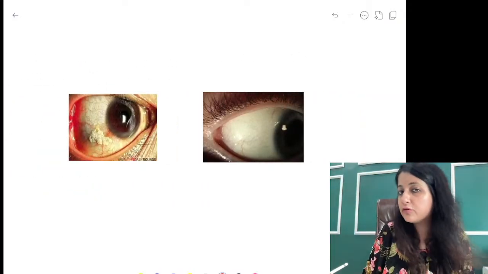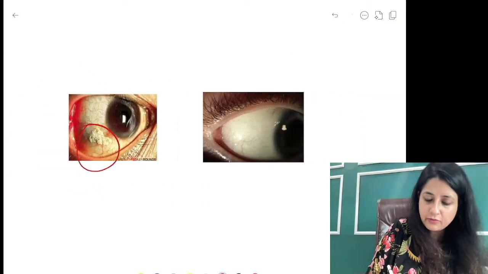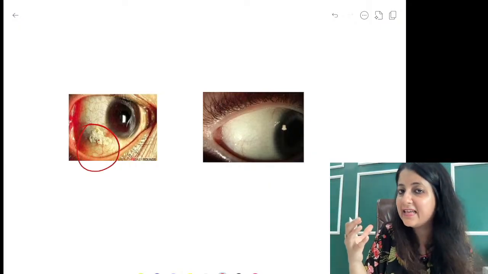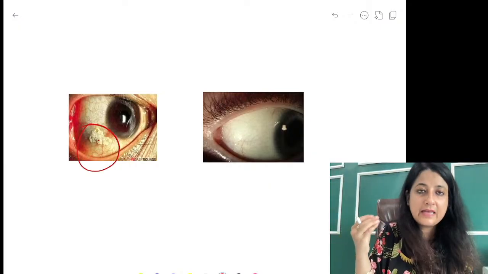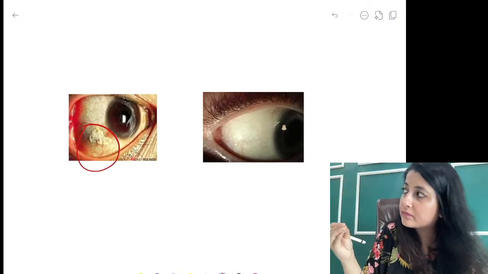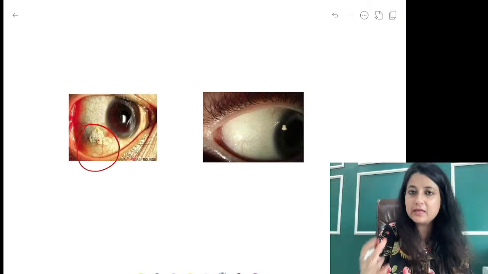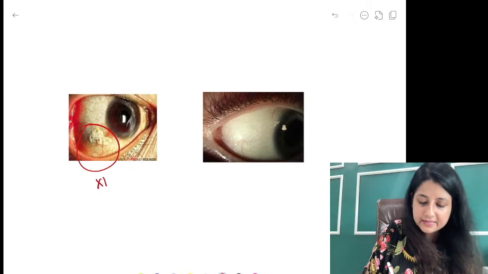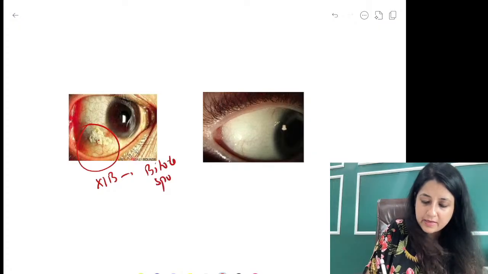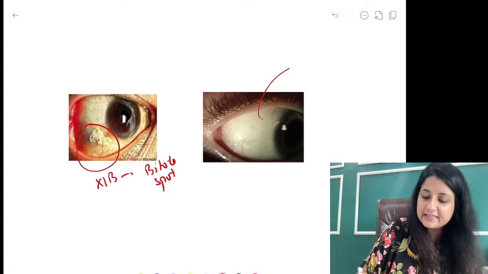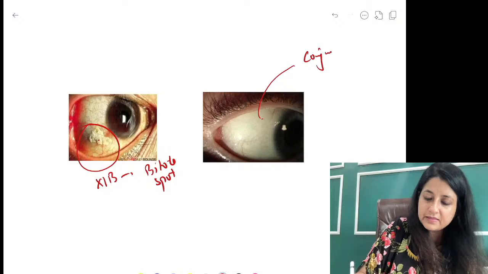Alright, so image based question can turn up. This one over here, superficial raised area on the temporal side of the bulbar conjunctiva, this is X1B, Bitot spot. Alright, and this one more specific finding, this is your conjunctival xerosis.